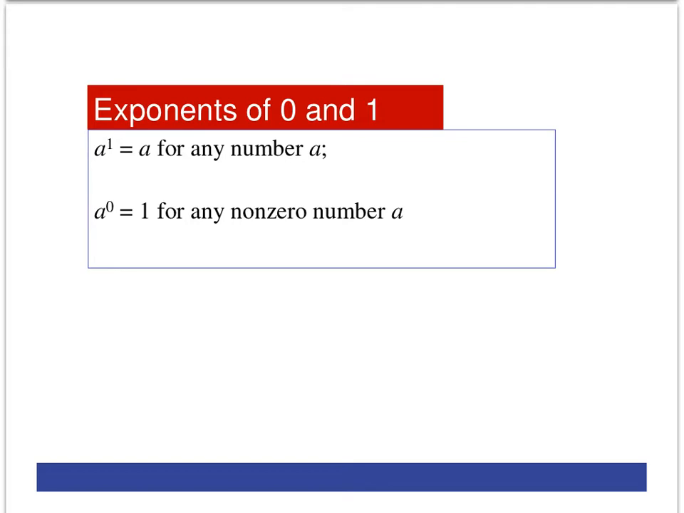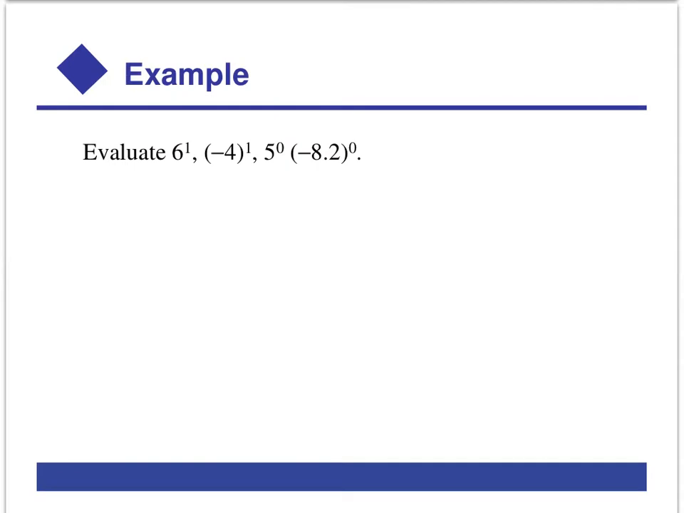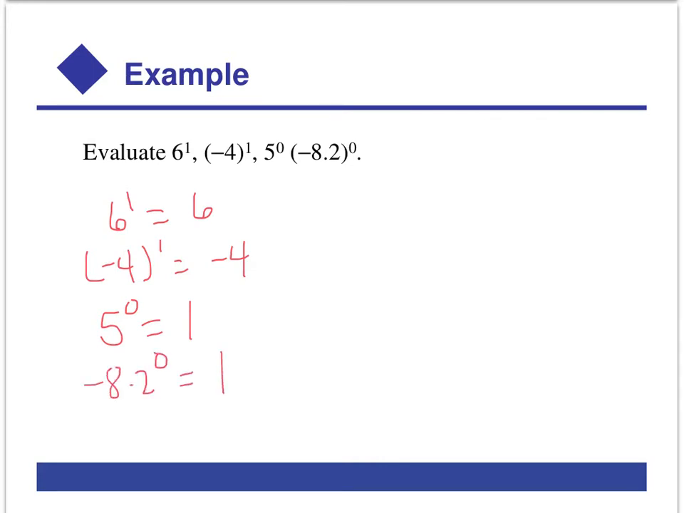So for any exponents of 0 and 1, a raised to the first power is simply a, but anything raised to the 0 power is 1. So for example, if we evaluate these, 6 raised to the first is going to be 6. Negative 4 raised to the first is still negative 4. 5 raised to the 0 power is 1. And then negative 8.2 raised to the 0 power is still just 1.